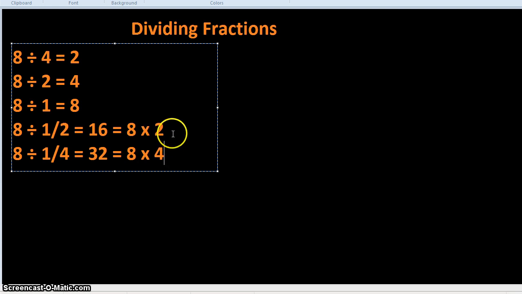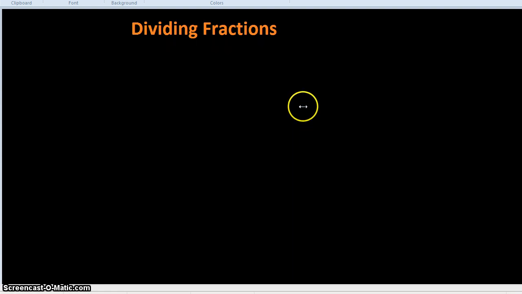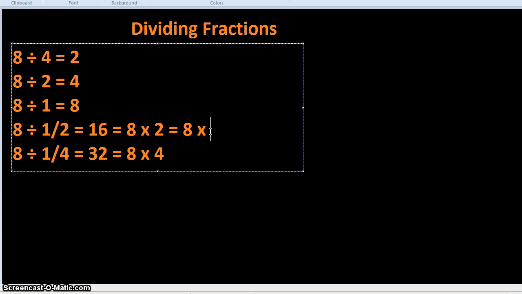Now, 8 times 2 is the same as, let me extend this a bit, 8 times 2 over 1. Because as we've seen, anything over 1 is just what you began with. So 2 over 1 is the same as 2. So 8 times 2 is the same as 8 times 2 over 1. 8 times 4 is the same as 8 times 4 over 1.